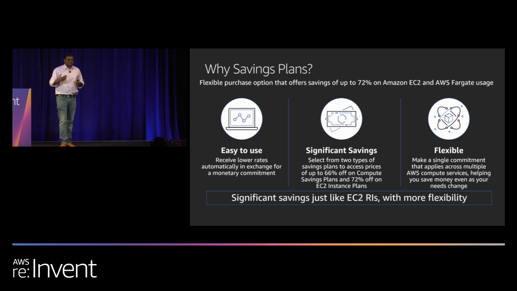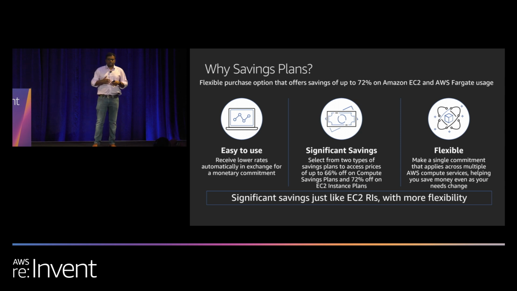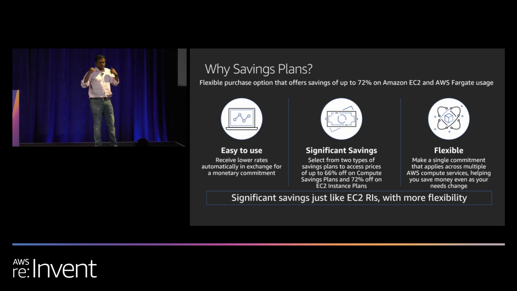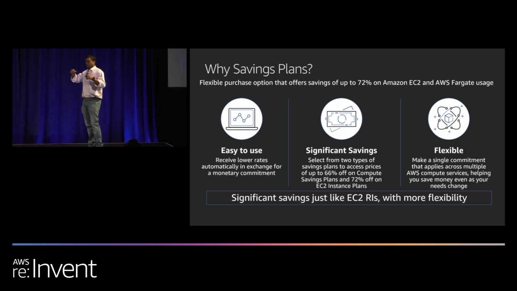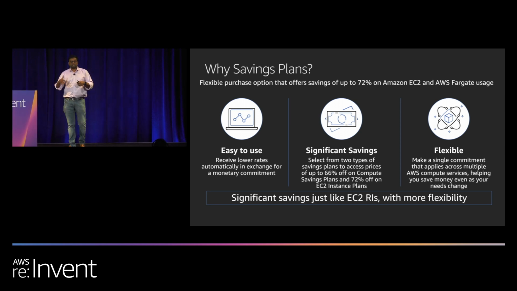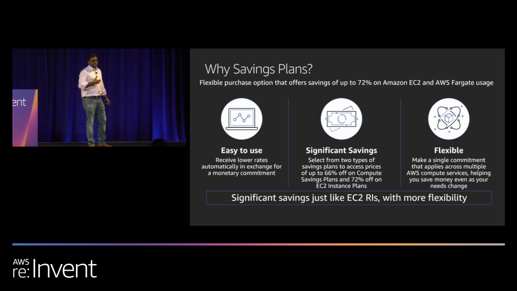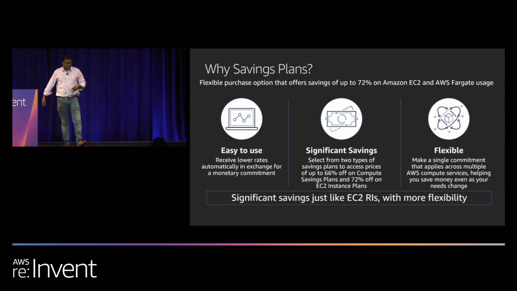Secondly, it offers significant savings. Just like RIs, it offers up to 72% off. And we know that our customers really like the savings that they get with RIs, and we are giving the same savings with savings plans as well. And finally, it offers a lot more flexibility. You no longer have to worry about when you make changes to your architecture or to your application, you don't have to worry about exchanges or modifications or paying true-up charges. So all that goes away. Super flexible to use. So those are some of the reasons why you should use savings plans.